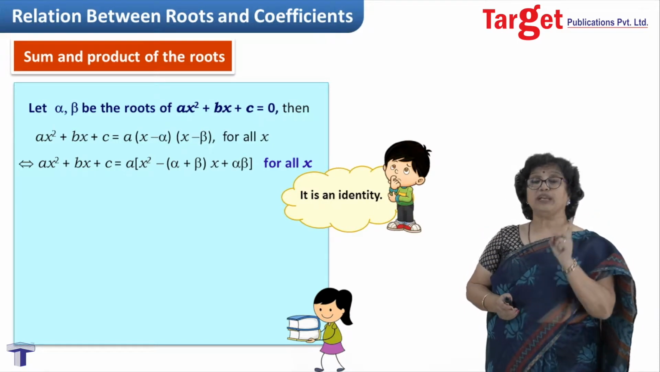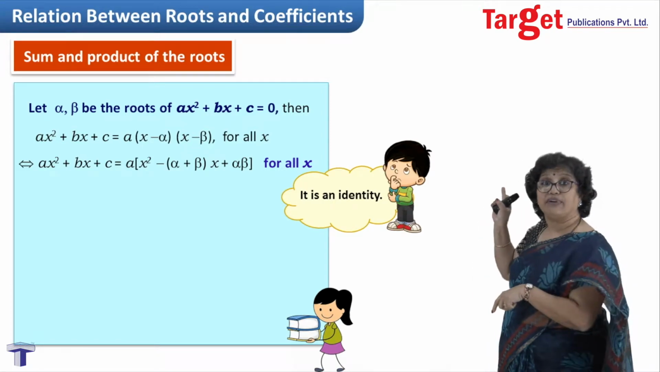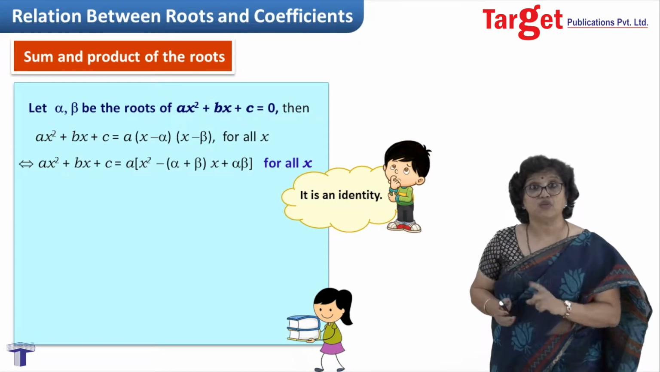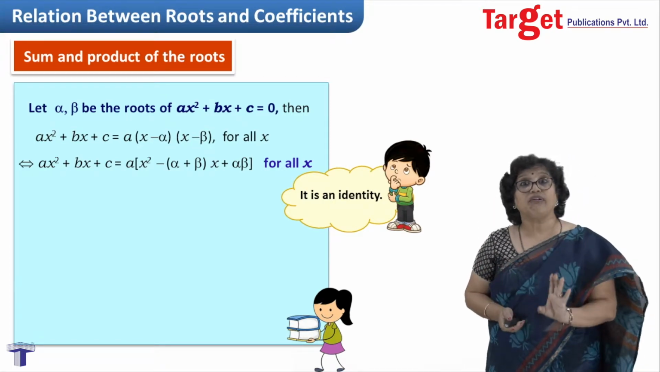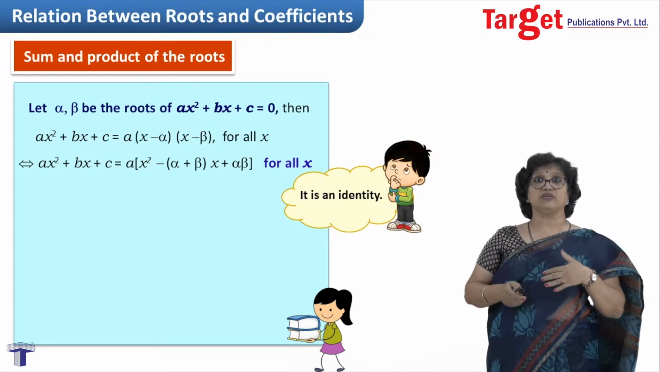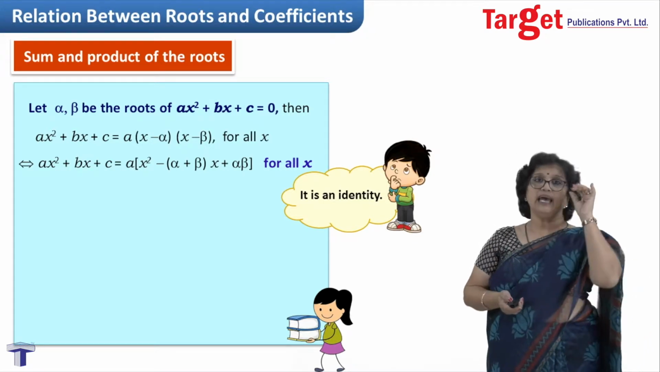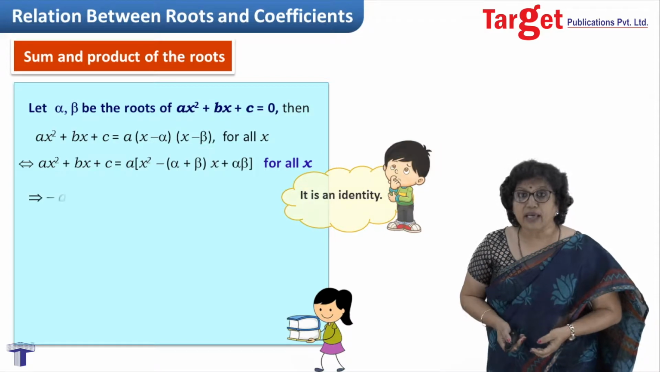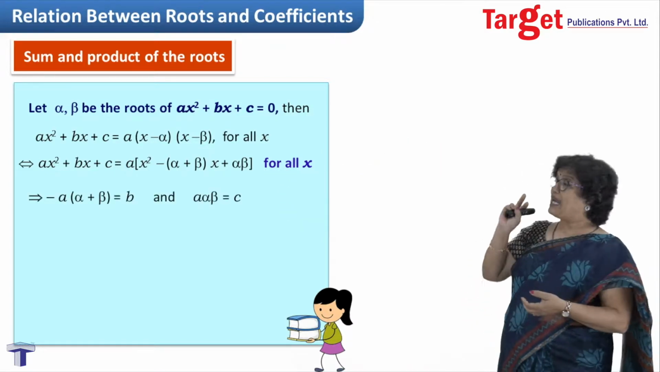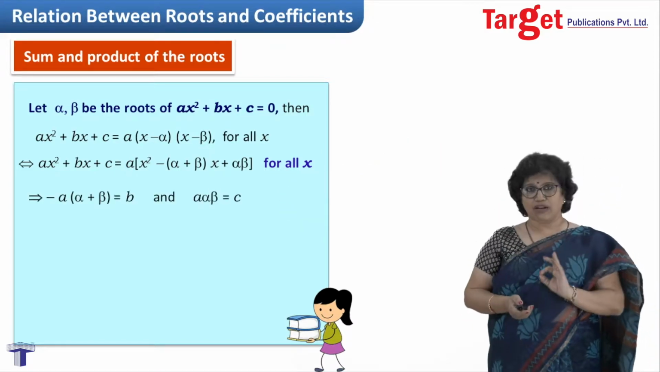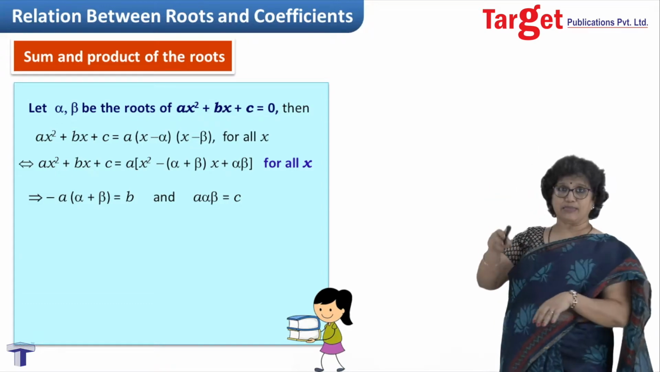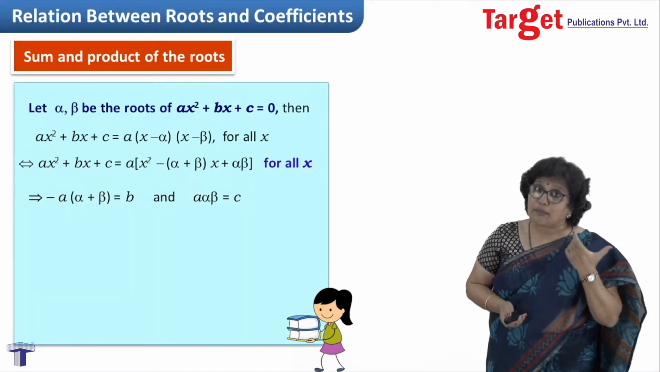Identities are not to be solved. Equations are to be solved. Right now what I have written here, that is an identity. So we are not going to solve it. What we will say, coefficients must match. Coefficients of what? X square, x and the constant term. And by doing that, I get b equal to minus a times (alpha plus beta) and c equal to a times alpha beta.